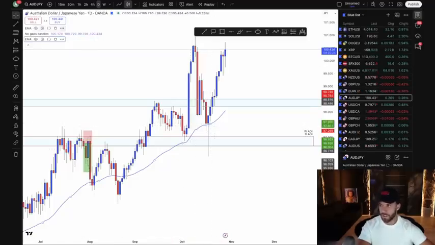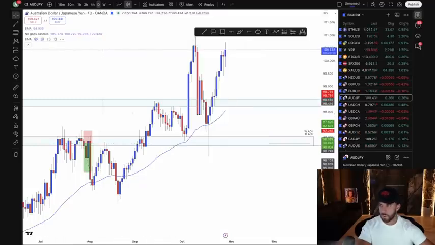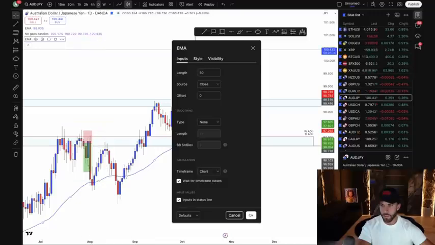Now I have to refresh, see what the settings are on my indicator. So 50, close, 0, 14, 2. We go to these settings, going to be 50, close, 0, 14, 2. There you go.